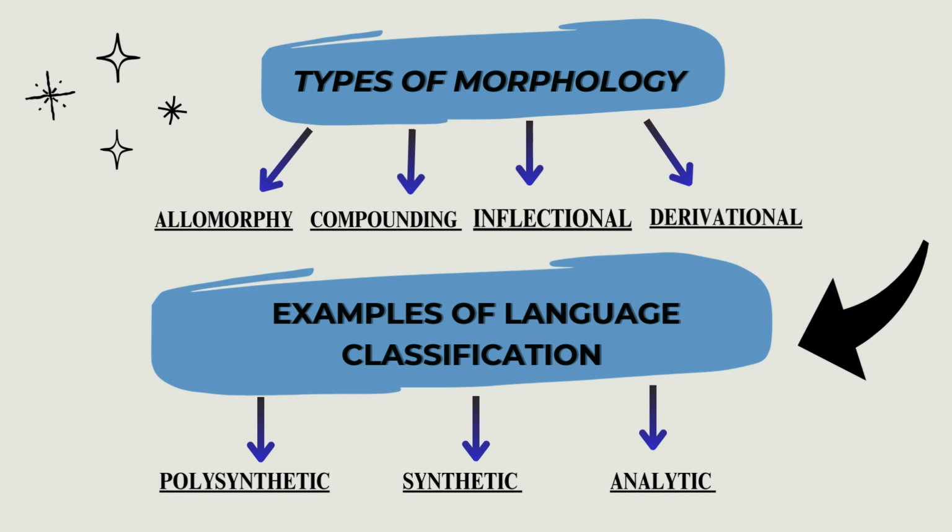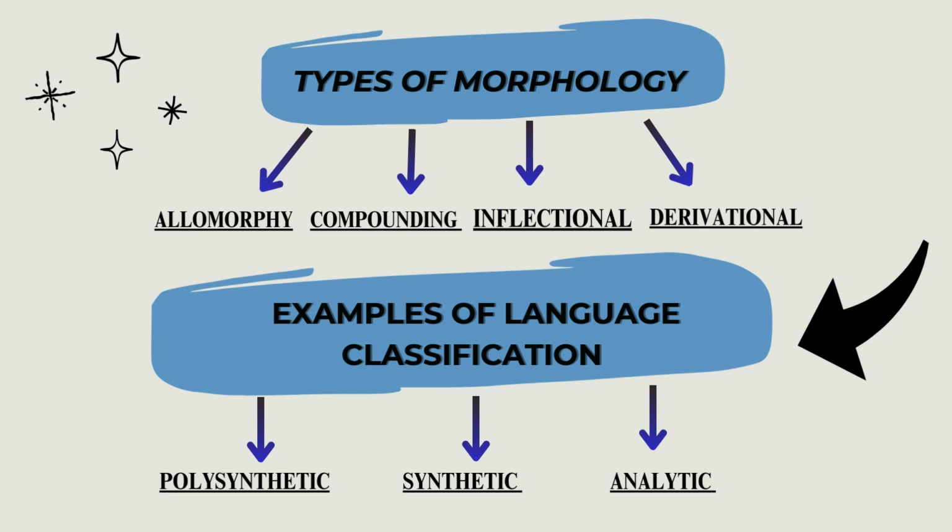Number 4. Derivational morphology. This creates new words by adding prefixes or suffixes, often changing the word's grammatical category or meaning, like in English language, adding ness to the word happy to create the noun happiness, or adding un to the word happy to form unhappy, changing the meaning internally.